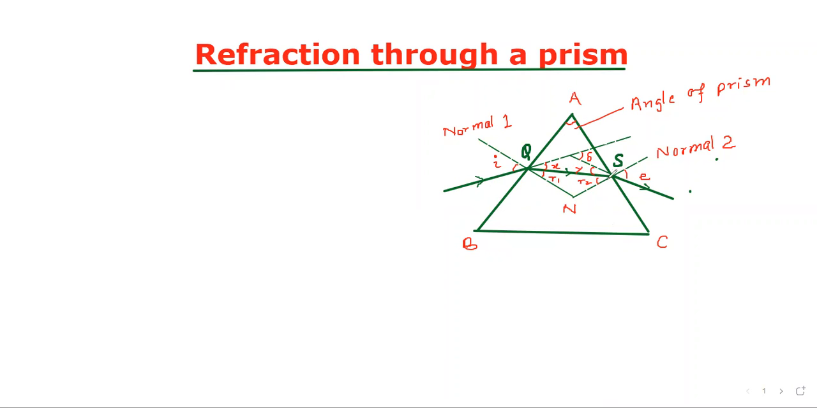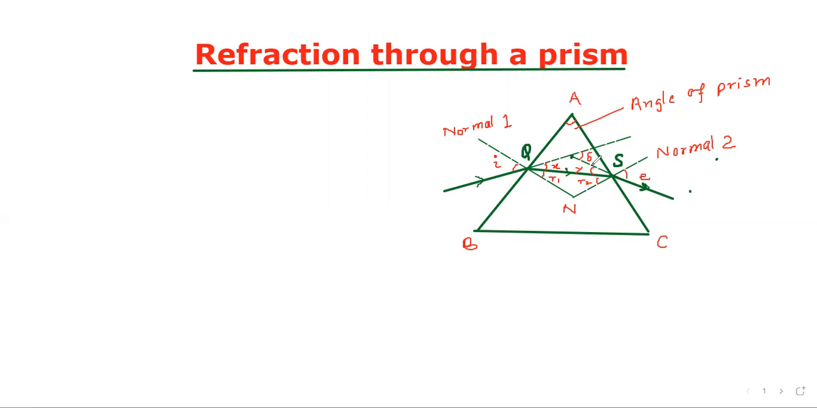The ray travels like this and it comes out like this. This is the normal, this is the angle of emergence, and this is the angle of refraction R2 at this surface. When we produce this ray backward, it meets at this point. This is the angle of deviation.